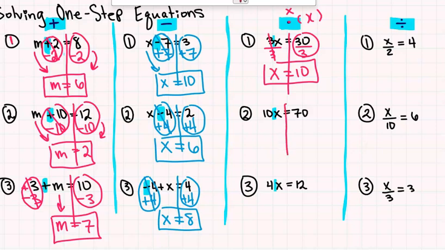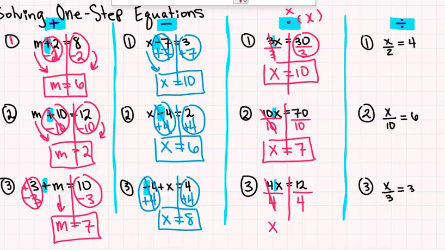Doing that same step with number 2, we notice that the 10 and the x are stuck together. We need to undo it by doing the opposite operation. We want to divide by the number that's stuck to our variable, and by doing so, the 10's reduced to an invisible 1, x is by itself, and 70 divided by 10 is 7. Doing that one more time with problem number 3, we notice that the 4 and the x are stuck together. To undo that, we divide, and we divide by the number that's stuck to the variable. 4 divided by 4 reduces to 1, which is just 1x remaining, and then 12 divided by 4 gives us 3.